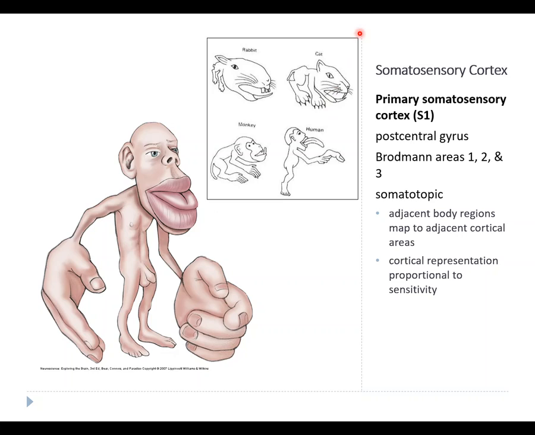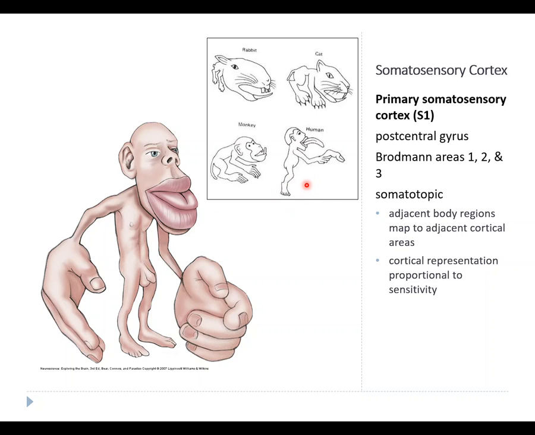Humans, meanwhile, our hands, for example, are way more represented than our feet, and that's probably because we use our hands a lot more, again, as sensory organs. So we use them to feel shapes and textures. We use our hands to manipulate tools, and so on. So that's probably why the human hand is so much more represented than the feet.